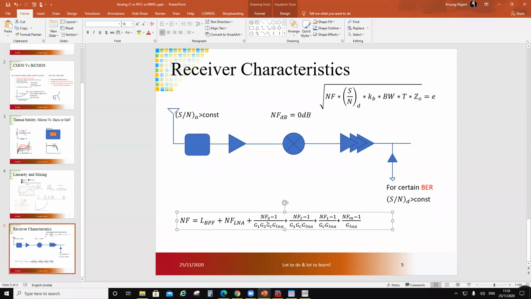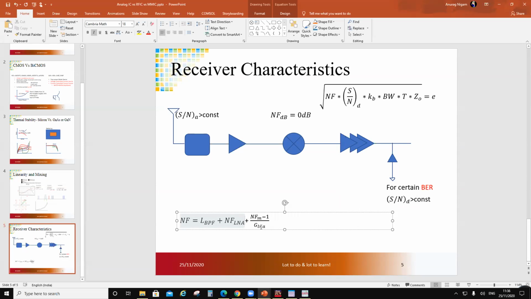So if I say, what is the contribution of this guy to the overall noise figure? Nothing, because it is divided by 4 gains. What about this one? It's divided by 3 gains. What about this one? It is divided by 2 gains. What about this one? It is divided by 1 gain. So what matters is, if I have a very large gain of a LNA, then all these terms are useless.